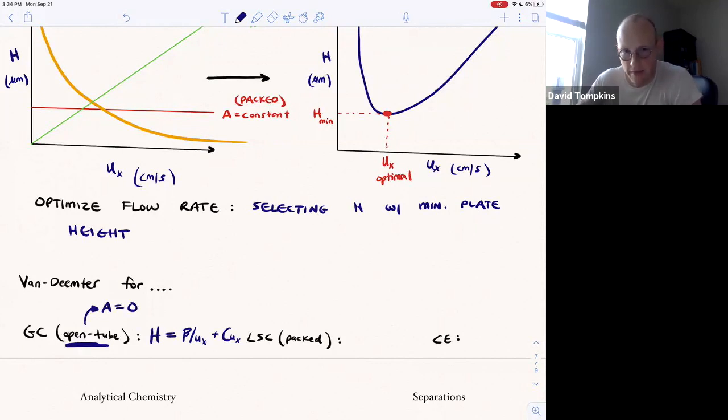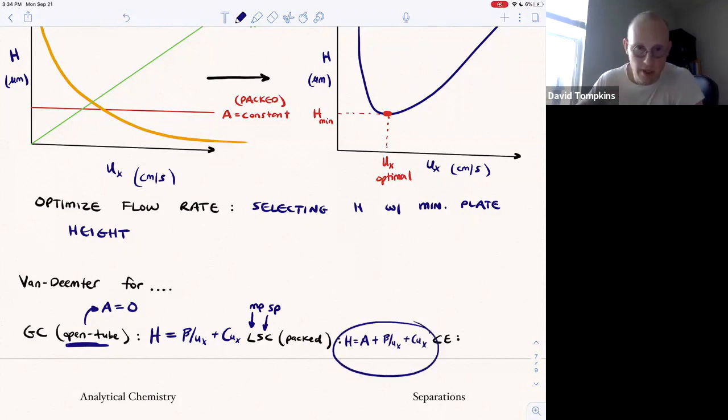If you have LSC, which is a packed column where there's a liquid mobile phase, solid beads as your stationary phase, and you're separating based on polarity, then all three terms are there. There's no way with a packed column to eliminate any of these. You have three contributions to band broadening there.